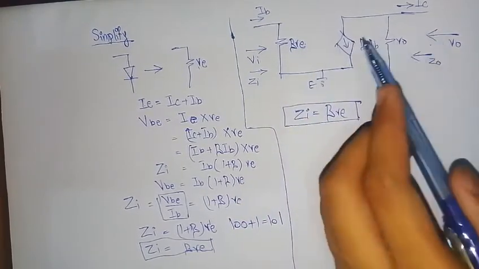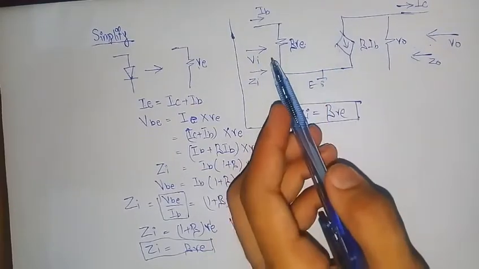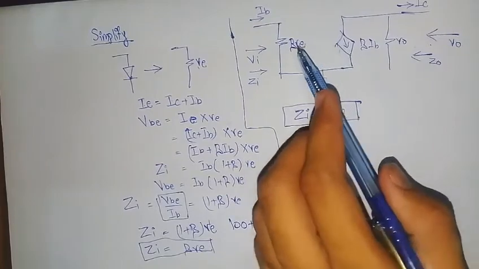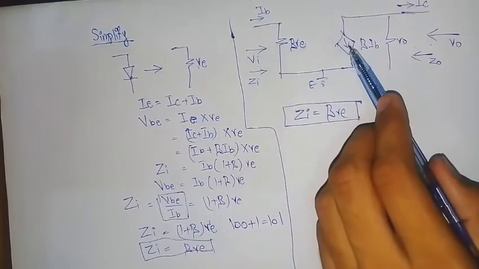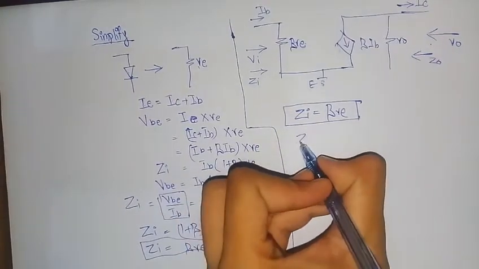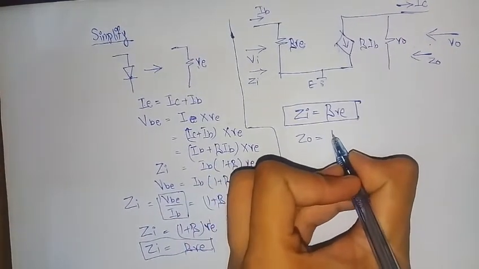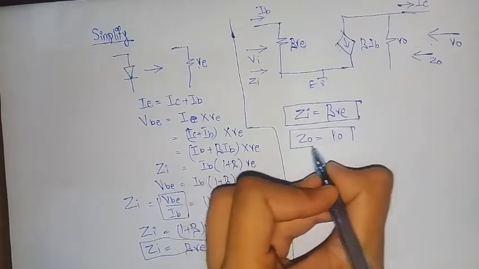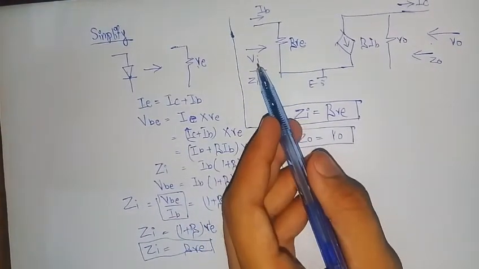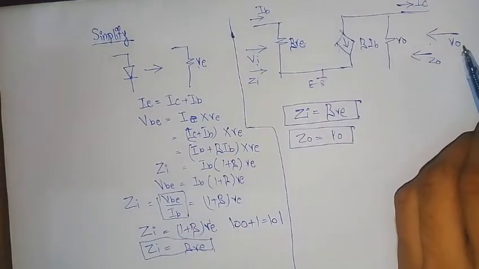Because when we calculate the output impedance, we zero the input signal of that circuit. If we zero or turn off the input signal, then the dependent source will not work. So only one resistance is present, so the output impedance will simply be equal to R0. And now we will calculate the value of the input voltage and the output voltage.